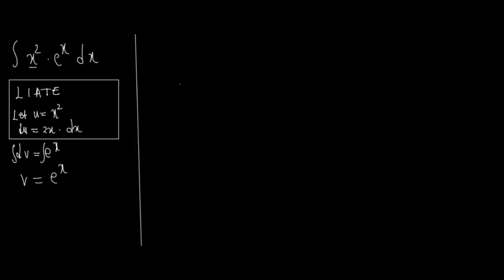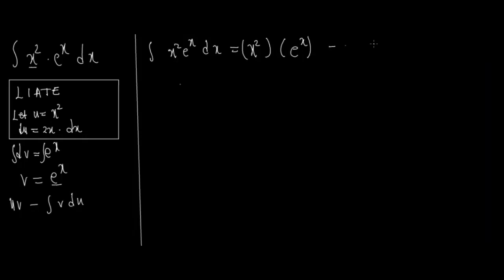So now we need to substitute this information into this formula. So the integral of x squared e to the x dx will be equal to uv. What is u? u is equal to x squared, and v will be equal to e to the x, minus the integral of v du.